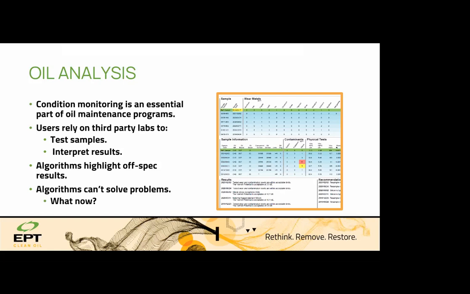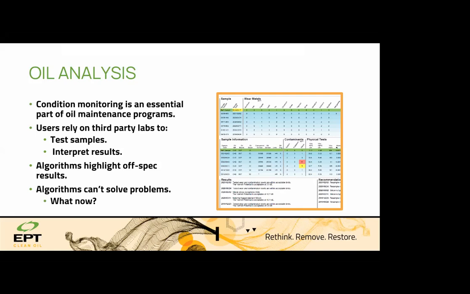When they test the sample and the results are known, they come back to you with some off-spec results, sometimes by color coding or sometimes by trending the data. They come back with a report that sometimes raises more questions than it answers. How is the oil condition? Is there any problem with the machine?